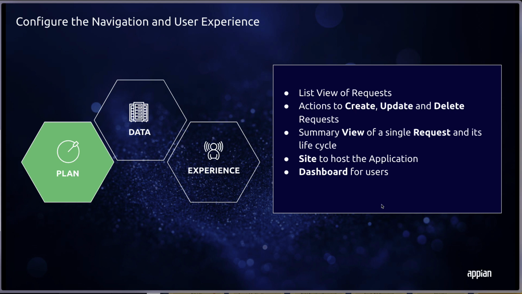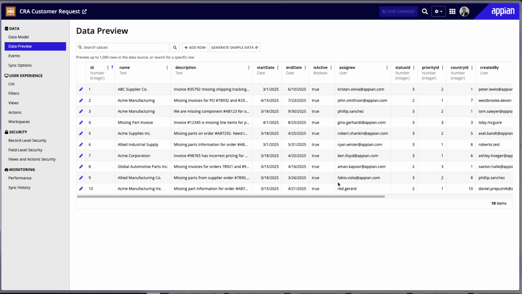We need a summary view of an actual request and what it looks like and its status, its life cycle that it's going to go through. And we need a site to host our application in and a dashboard. So this is going to introduce Sail and a lot of the experience side of Appian. Okay. So it does initially continue here.